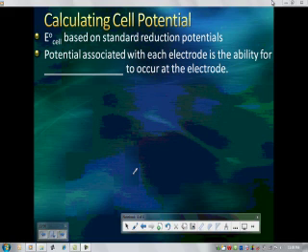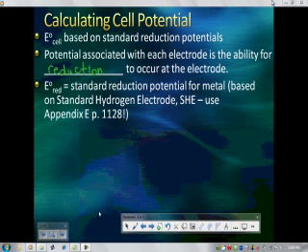So the potential associated with each electrode describes the ability for what? Reduction or oxidation? Reduction. Right, this is the reduction table. So it's the ability for reduction to occur at that electrode. Okay, and you found Appendix E on page 1128. It's right before the index. Good, yeah. The answer's in the back of the book, of course. Okay, good.